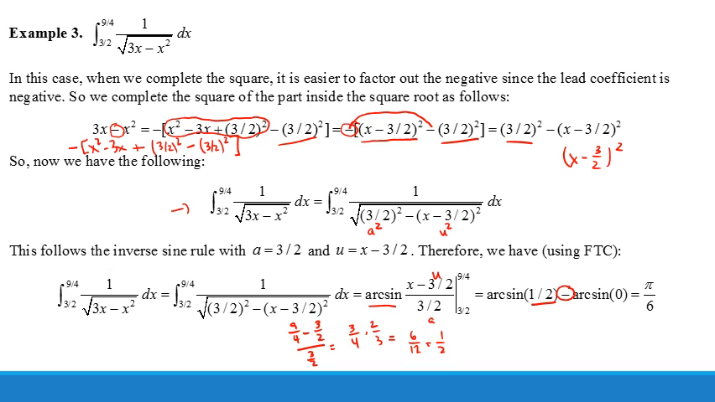And then the fundamental theorem of calculus says to subtract and then plug in the lower bound. So if I plug in the lower bound, 3 halves minus 3 halves is going to be 0. So that's how I got arc sine of 0. And then we did this calculation in an earlier problem. Remember that this right here is equal to pi over 6. And this right here is equal to 0.